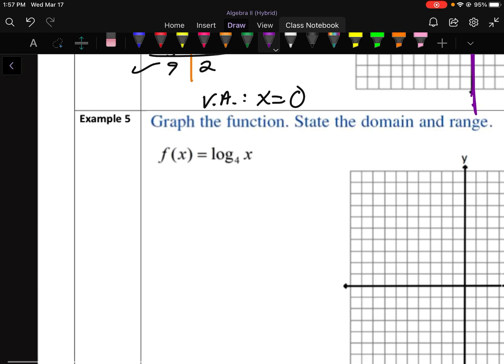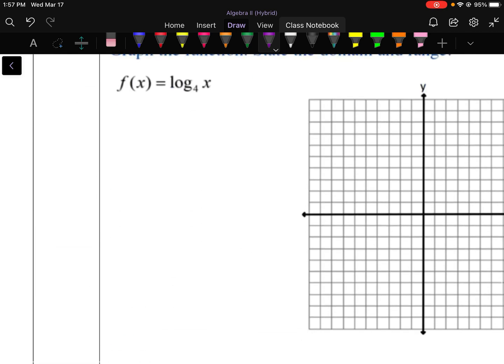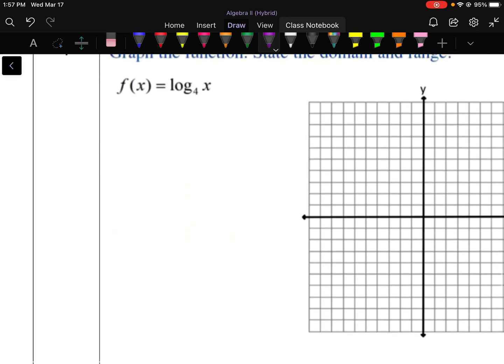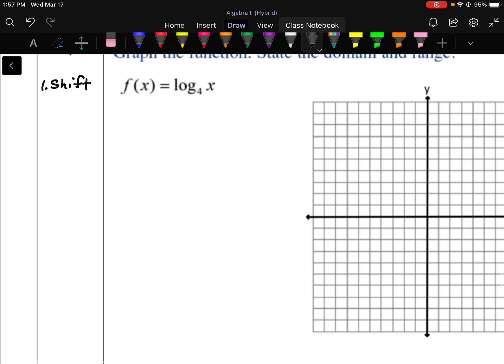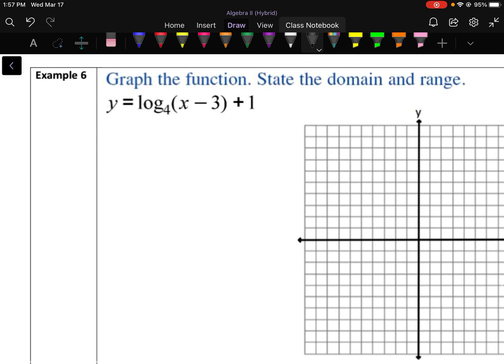All right, so let's do another. Graph the function, state the domain and range this time. I guess the last one also said that. So first, again, you want to start with identifying the shift. Actually, let's see if I can find one with a shift. Here we go. Same thing. Graph the function, state the domain and range. So again, start by identifying your shift.